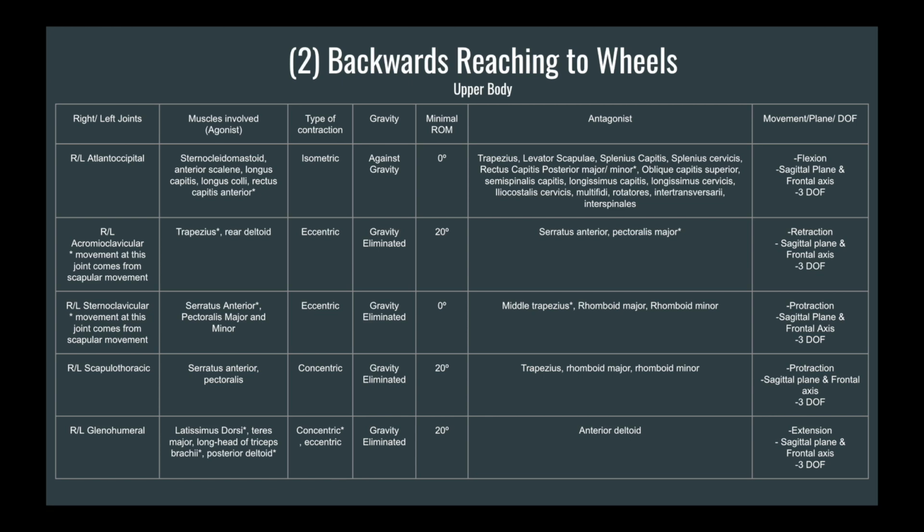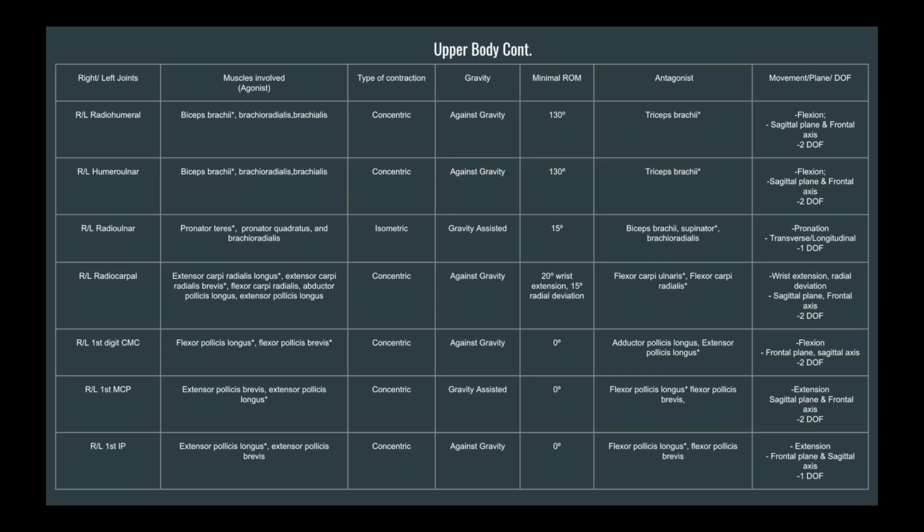For the glenohumeral joint, it is in extension, and we're moving in the sagittal plane and the frontal axis. The main agonist is the latissimus dorsi, and the main antagonist is the anterior deltoid. Moving on to the radiohumeral, it is in flexion, and it is moving in the sagittal plane and the frontal axis. The main agonist is the biceps brachii, and the main antagonist is the triceps brachii.